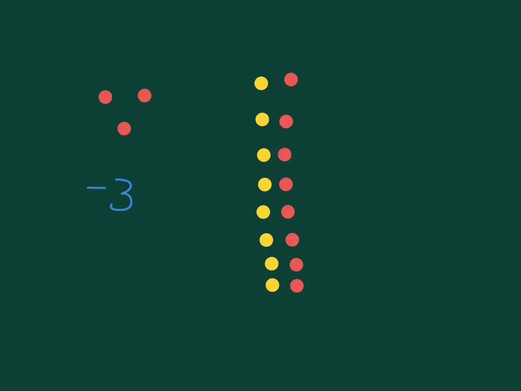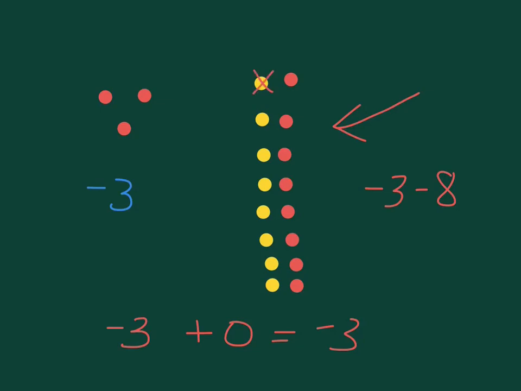So what you'll want to do is add 8 zero pairs. By adding 8 zero pairs, you still have -3 plus 0, which is a -3. But by having the zero pairs, it allows you to take away 8 positives. So we want to go ahead and cross off 8 positive values.